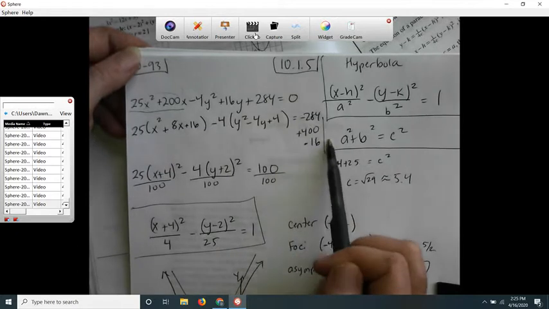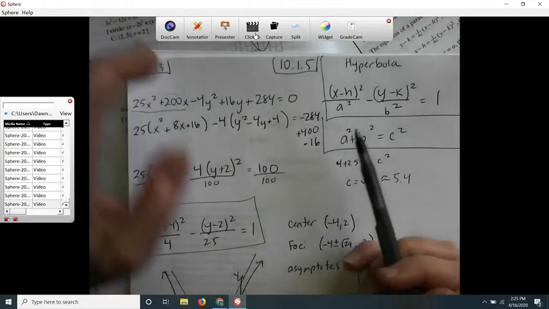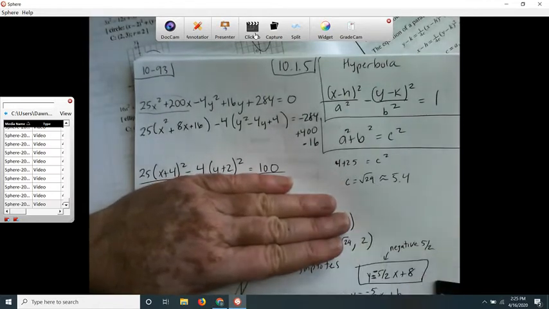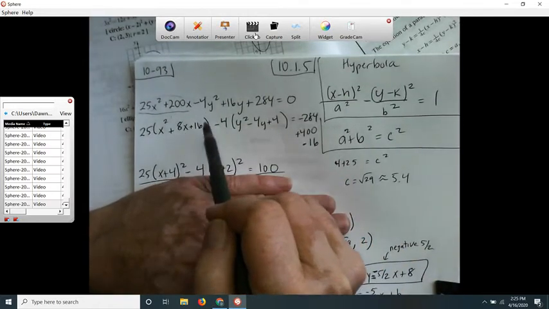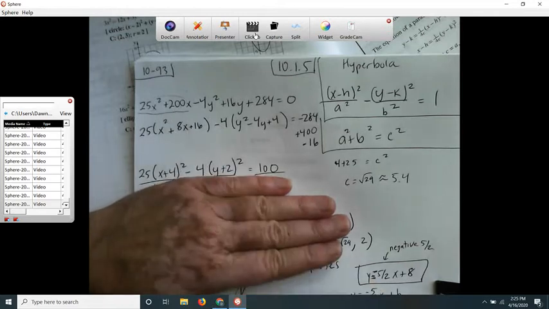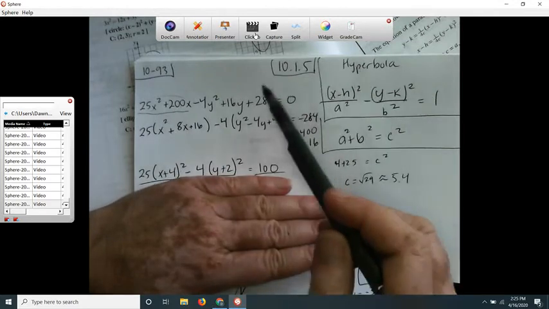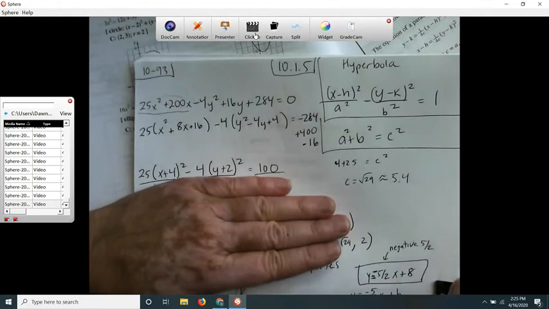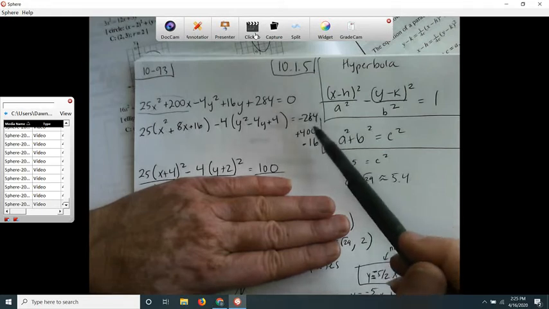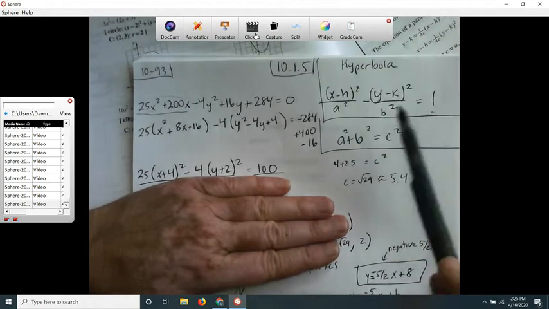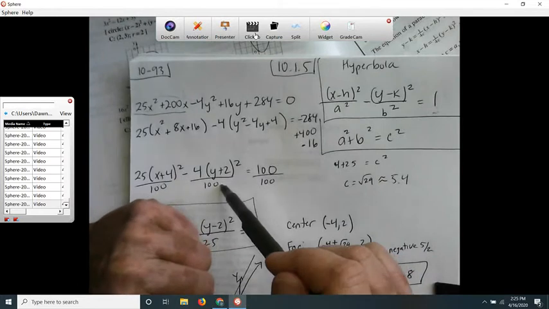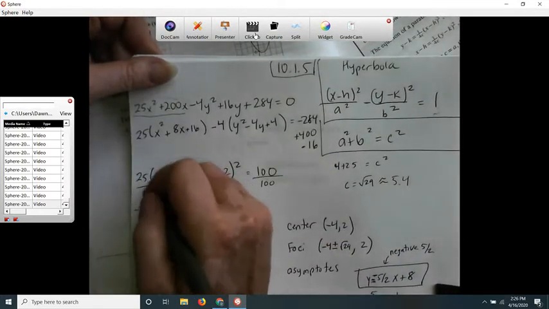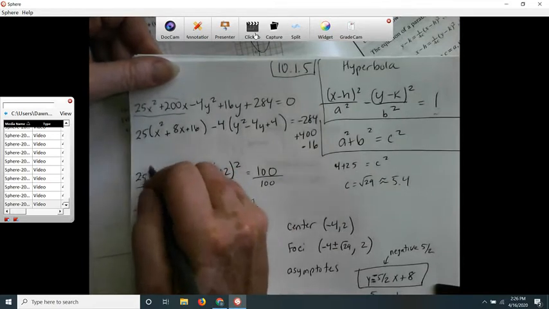Now these things all add up to 100. Don't look at the bottom yet. These add up to 100. And then this is a perfect square trinomial now. It's (x plus 4) squared. This is a perfect square trinomial (y plus 2) squared, okay, equal to 100. And then you have to get this 1 over here, so you go ahead and divide through by 100 and then do fraction math, reducing these, or canceling out.